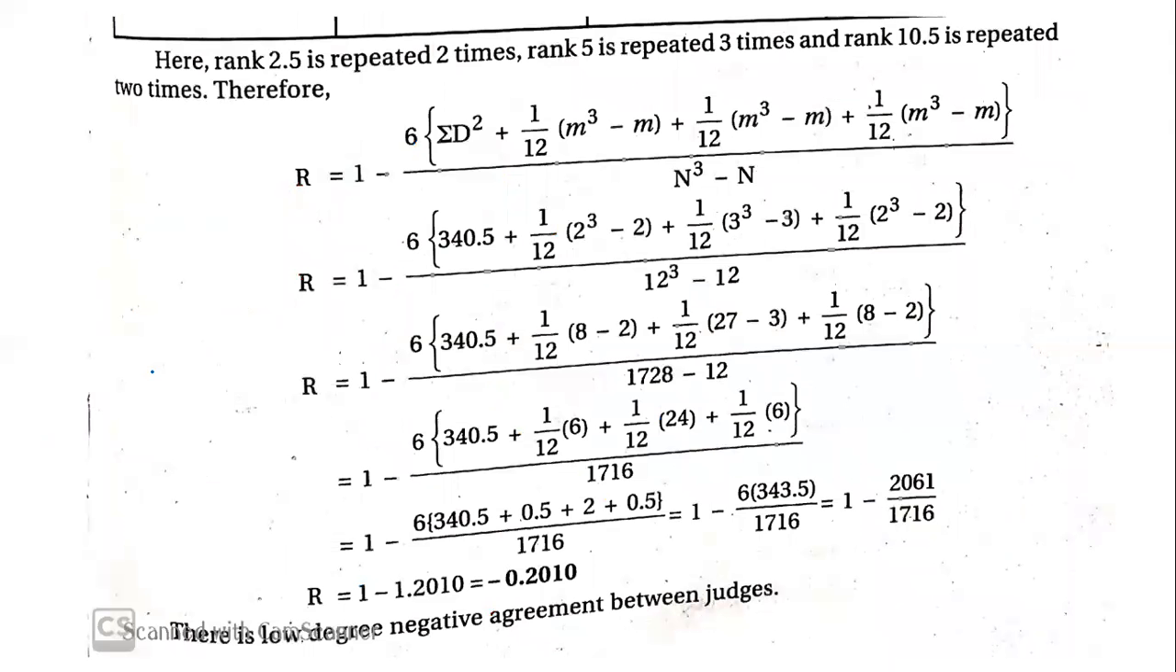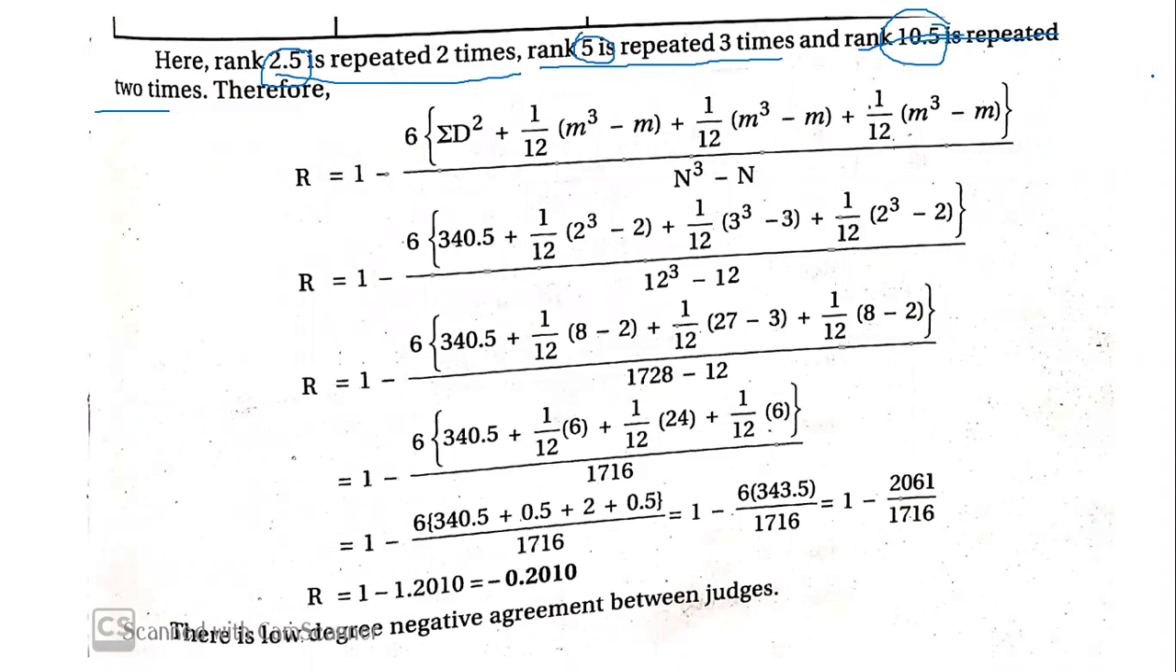Now going on further, here 2.5 is repeated 2 times, rank 5 is repeated 3 times, and 10.5 is repeated 2 times. So we have 3 repeated numbers, 2.5, 5 and 10.5. So we will have 3 expressions of m cube minus m. If you have only 2 numbers repeating, then you'll have only 2 expressions. But if you have 3 numbers repeating, you'll have 3 expressions.